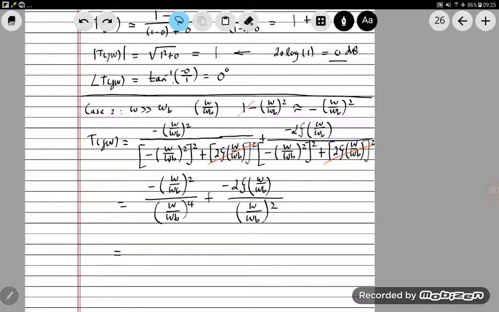Then we can obviously cancel some terms, and I'm going to rewrite it in this form: omega over omega b to the power of minus 2 plus negative 2 zeta omega over, I think I made a mistake somewhere. Oh yeah, that's correct. This should be a 4. So then this just becomes negative 3.